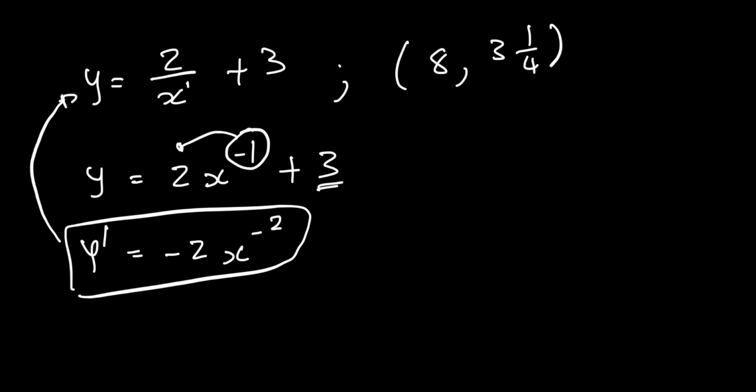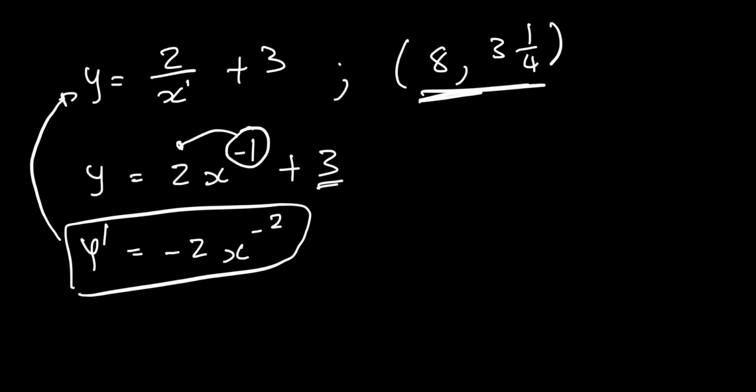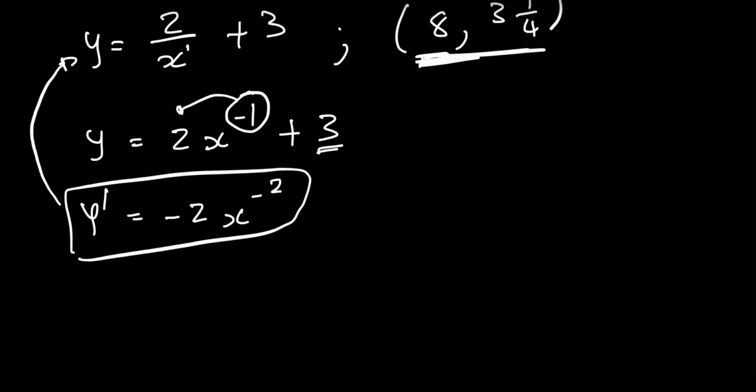But now, what is the gradient at this point? The gradient at this point, that is where we substitute the value of x as 8. So the gradient at that specific point is going to be equal to, where we see x, we're going to put 8. And then we're going to simplify that.